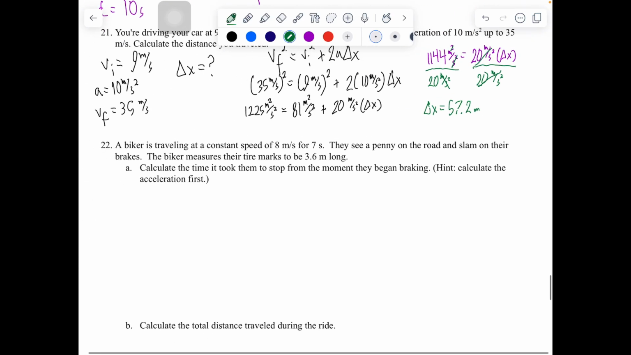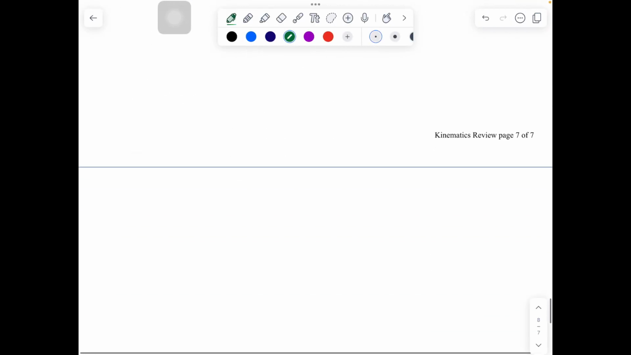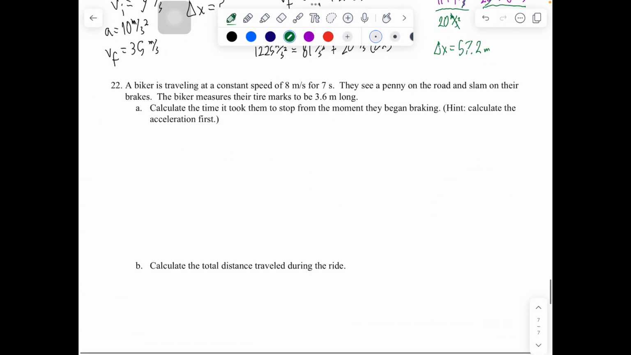Alright, number 22. Looks like this is our last problem. Bikers traveling at a constant speed of 8 meters a second for 7 seconds. They see a penny on the road and slam on their brakes. Biker measures their tire marks to be 3.6 meters long. Okay, calculate the time it took them to stop from the moment they began braking.